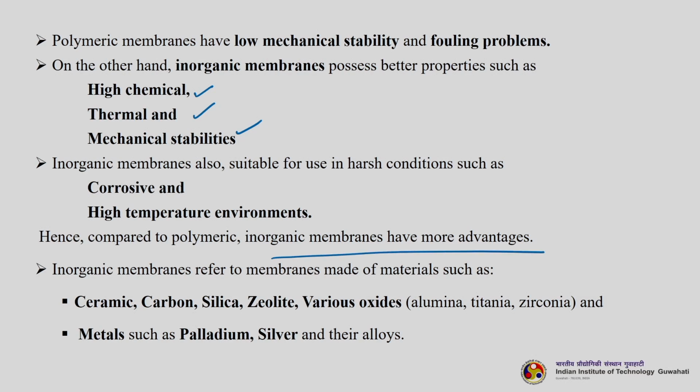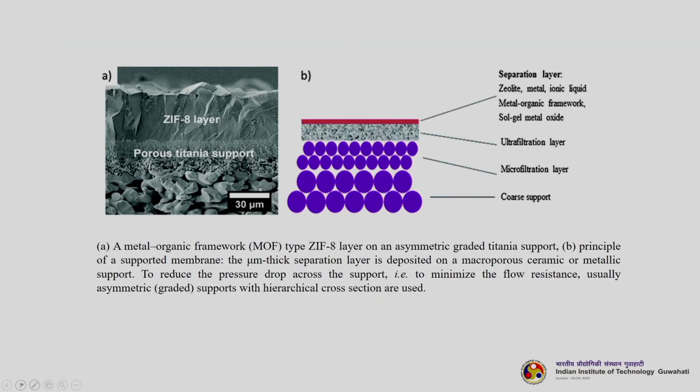So, the inorganic materials that are being used for preparation of membranes are ceramic, carbon, silica, zeolite, various oxides, metals such as palladium, silver and their alloys. So, you can see this is a composite membrane basically. Here you can see there are three distinct layers, one is this red one, another is this one, another is this one. The first one is the separation layer, that is doing the separation.